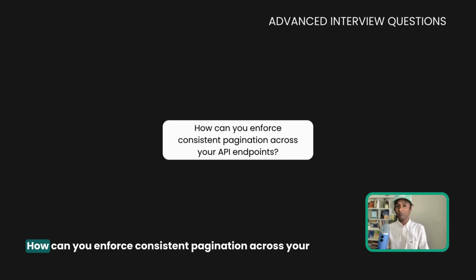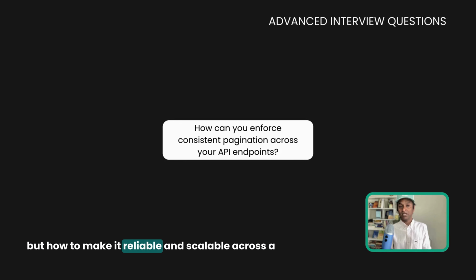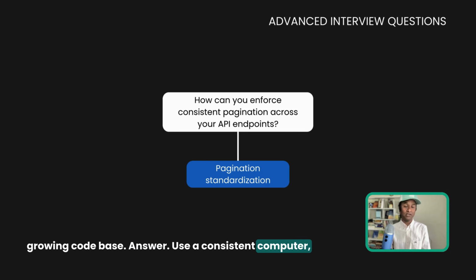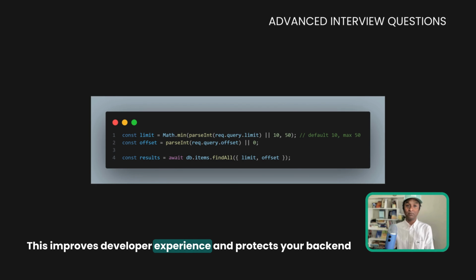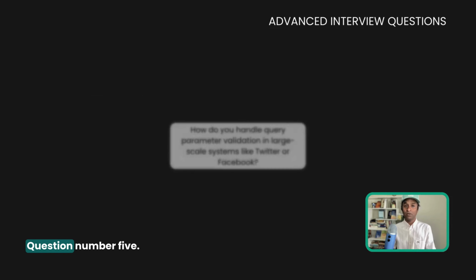Question number 4. How can you enforce consistent pagination across your API endpoints? This question checks whether you understand not just pagination, but how to make it reliable and scalable across a growing code base. Answer. Use a consistent convention like limit and offset across all endpoints and enforce sensible defaults and caps to avoid abuse. Example. This improves developer experience and protects your backend from excessive load, making your APIs production safe by design.